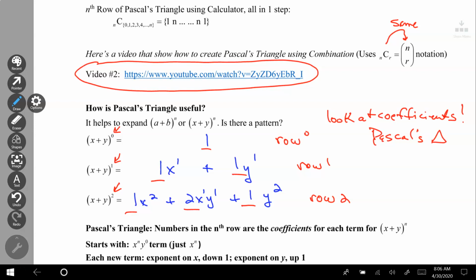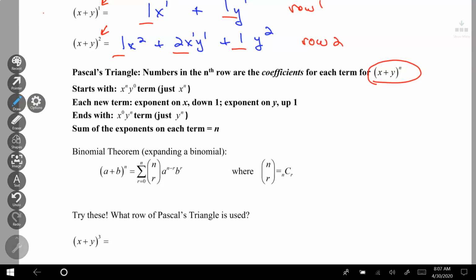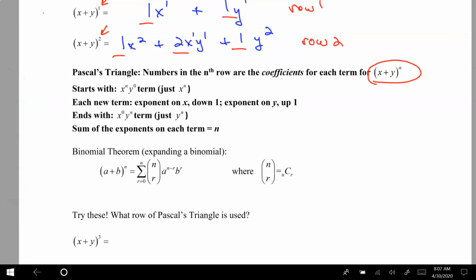So we're going to use Pascal's triangle to take these binomials, x plus y is a binomial, 2 terms, raised to an exponent, to the 5th, to the 10th, to whatever we would need to do. So what we're going to do is take x plus y raised to some power n, the 5th, the 10th, whatever you want, and here's a pattern.